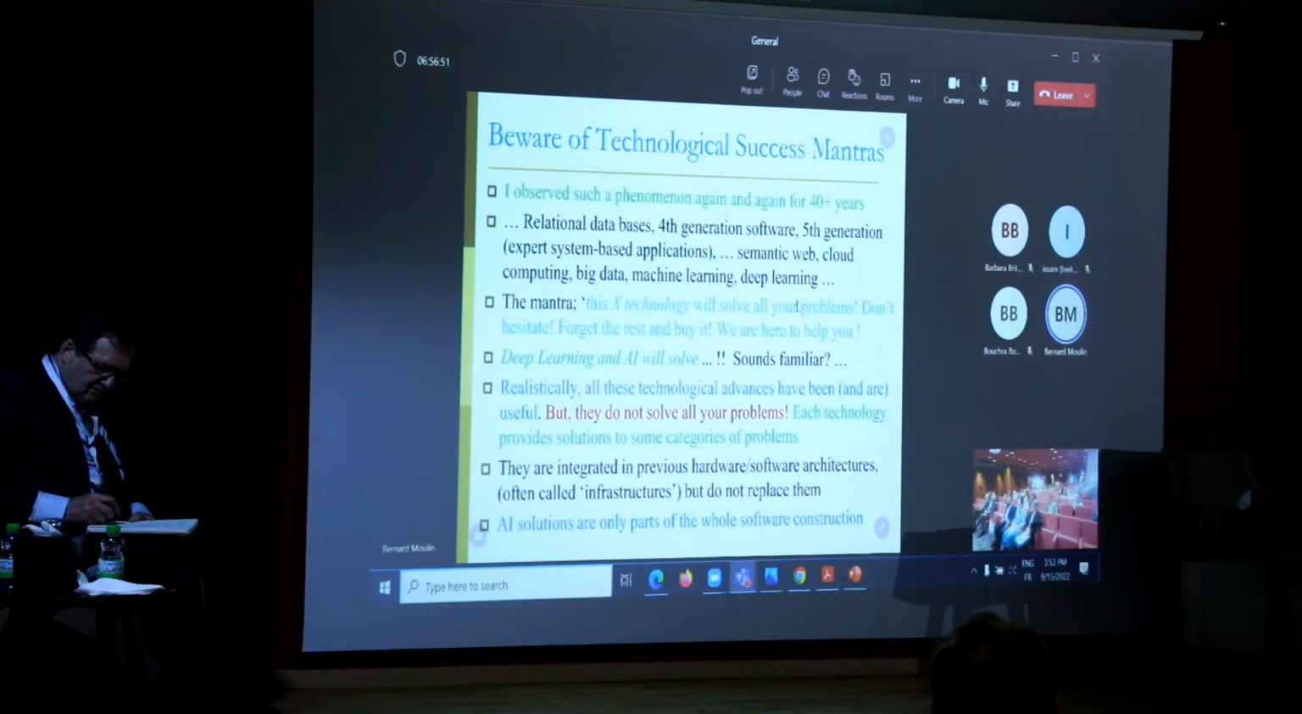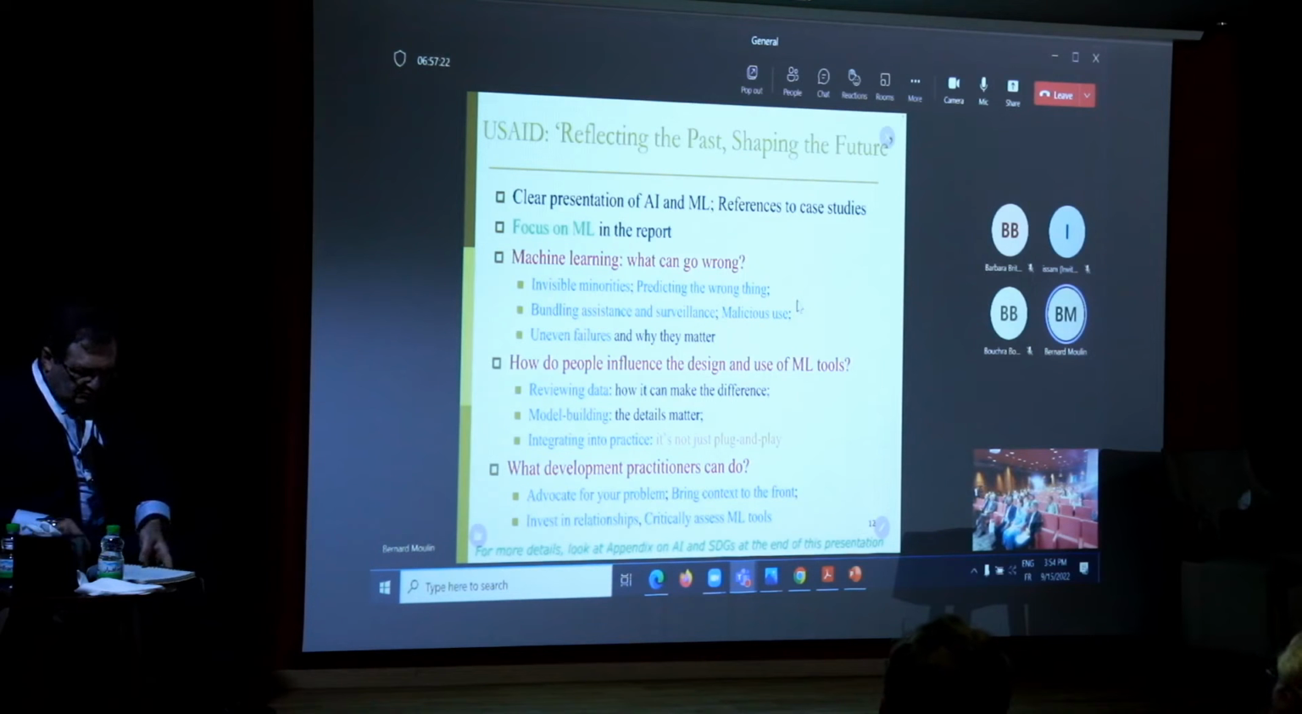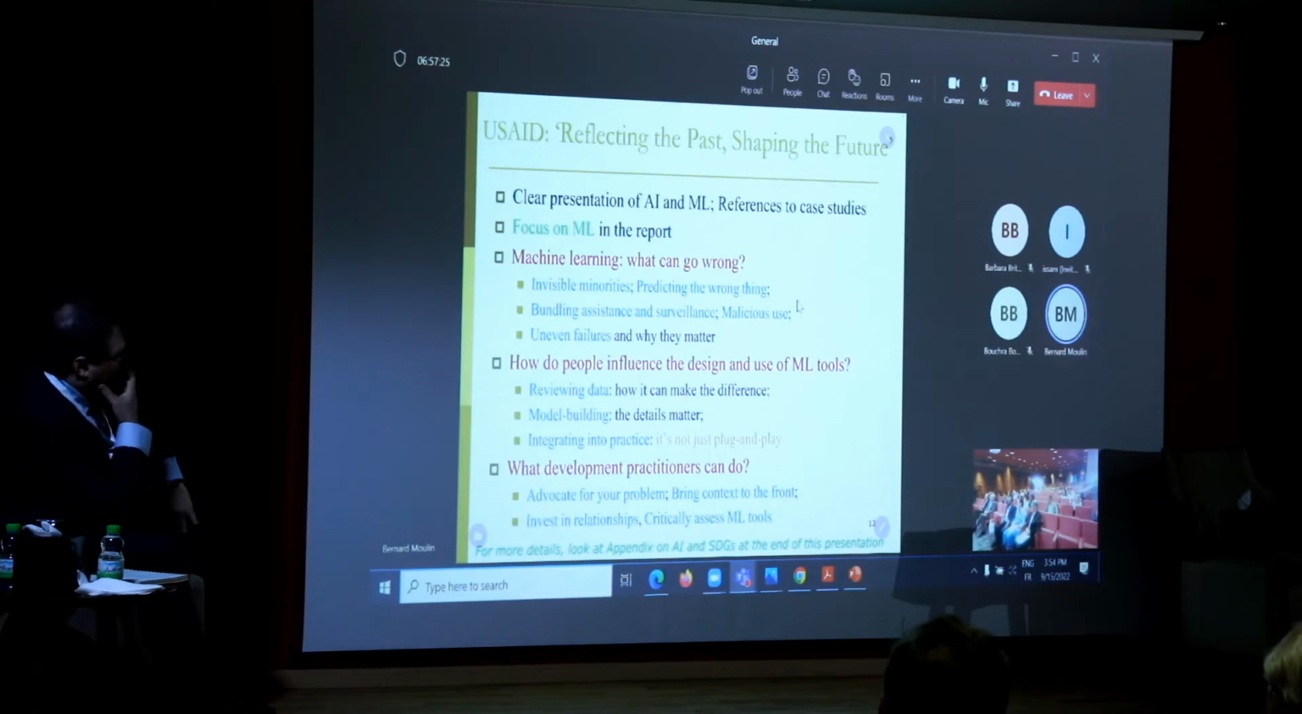That sounds familiar? Realistically, all these technological advances have been and are useful, but they do not solve all your problems. Each technology provides solutions to some categories of problems, and they are integrated in previous hardware and software architectures, often called infrastructures. I just want to mention, for example, a USAID white paper about reflecting the past, shaping the future. That's a very clear presentation of AI and ML and references to a lot of case studies.